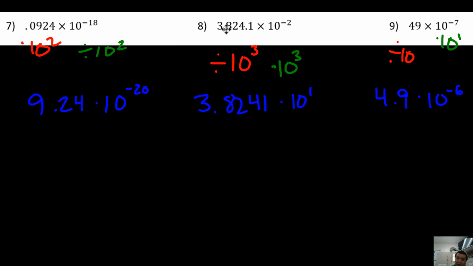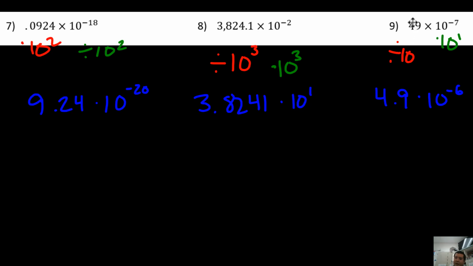Number 8, our coefficient is too big, so this one we have to divide. Okay, divide by 10 to the third in order to move the decimal place 1, 2, 3 spaces over because we need to make our coefficient smaller. We're dividing, which results in 3.8241. If we're dividing by 10 to the third, we need to multiply our base 10 by 10 to the third, which gets us negative 2 plus 3, which gets us 10 to the 1.